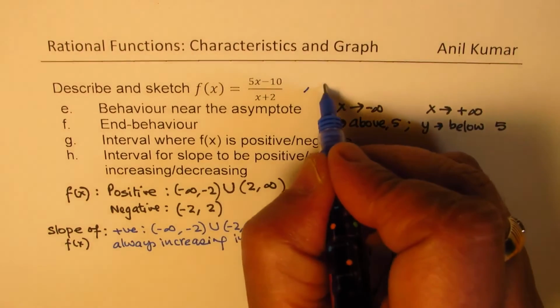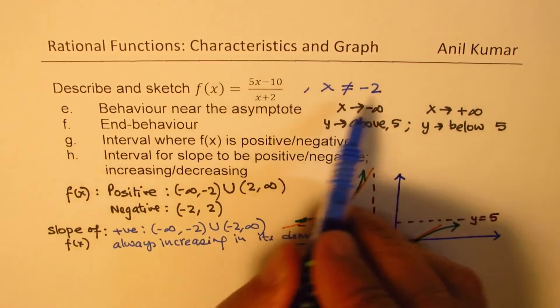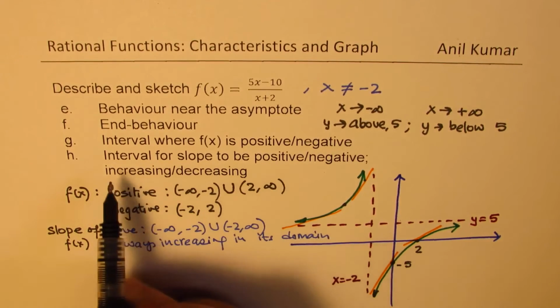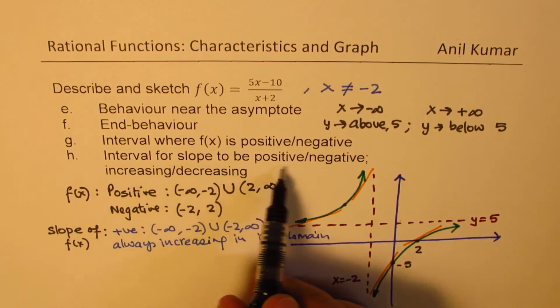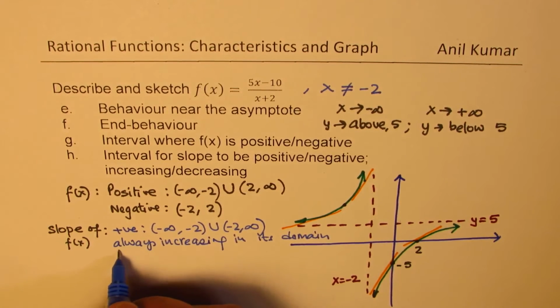Of course, we have a restriction here that x is not equal to -2. Otherwise, x belongs to real numbers. So the domain does not include -2. Otherwise, it is always increasing. Now in the slope, as I was saying, the first part is the interval when it is positive or negative. It's always positive, never negative. So you can also say never negative.